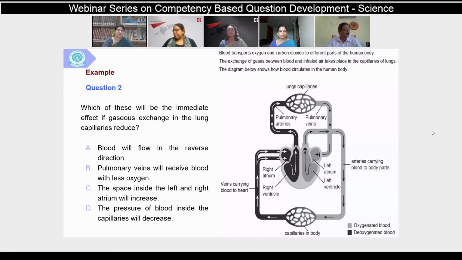It poses a situation for the learners. It says, which of these will be the immediate effect if gaseous exchange in the lung capillaries reduces? I will just pause for a few seconds while you have the time to go through the options. You can see that this is a novel situation for the learner, a situation which is not picked up from the textbook. The learner is compelled to think and apply the concepts learned to solve the problem, a hypothetical situation, a hypothetical problem.